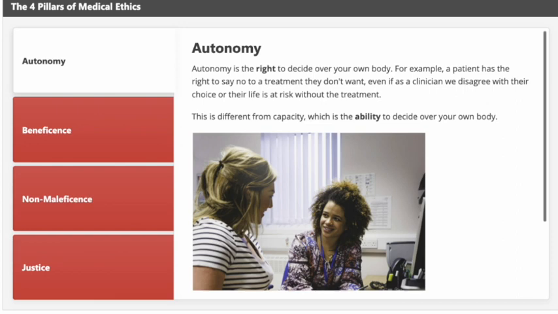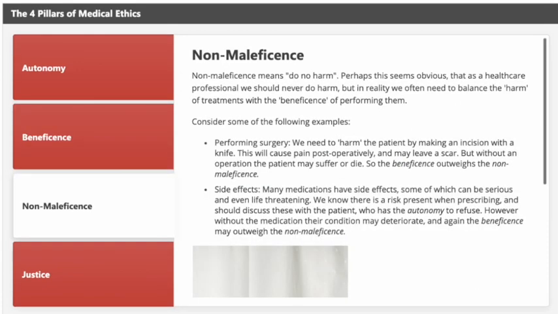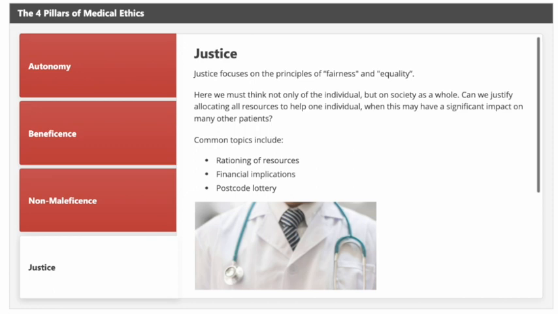But these are key. These are the 4 pillars of medical ethics: autonomy, the right to decide over your own body; beneficence, so it's always important to strive, not always possible, to do good to our patients; non-maleficence, do no harm. Moving on. Justice focuses on the principle of fairness and being equal, and not being discriminatory towards any particular group for a reason.